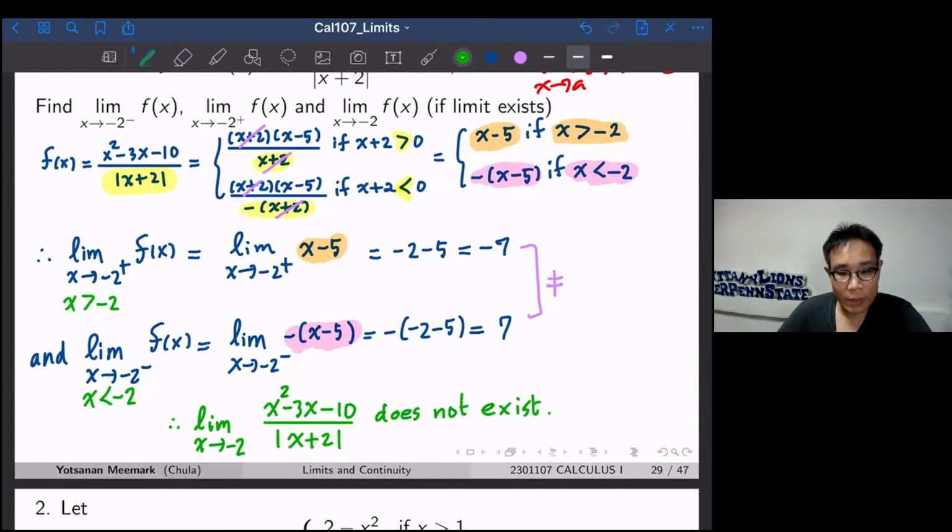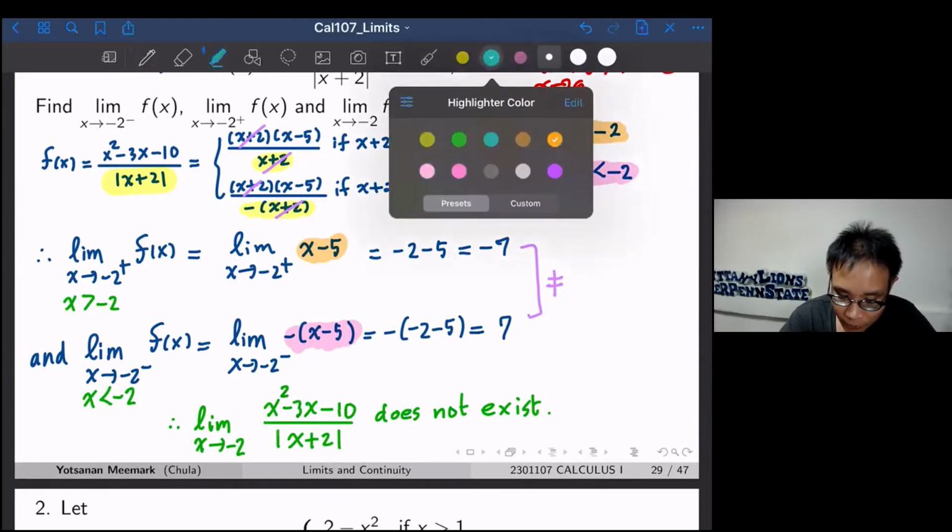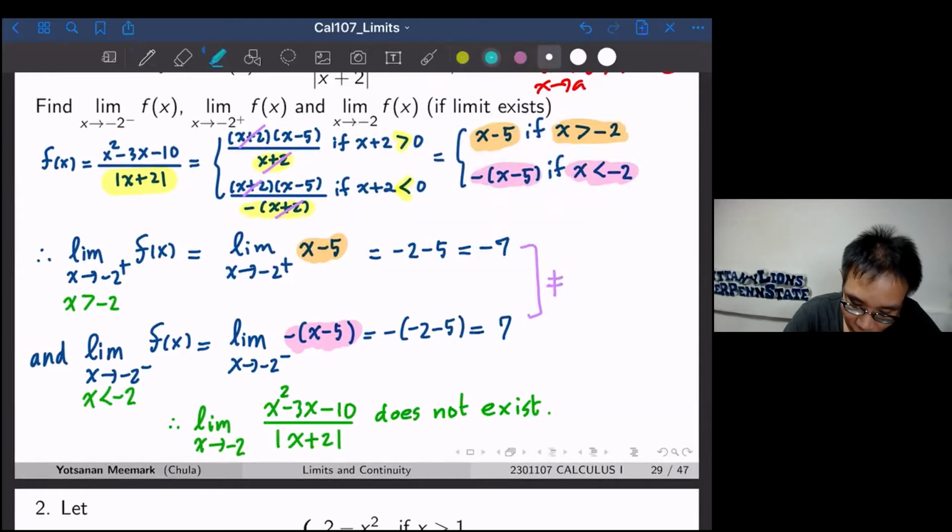So you have left not equal to right, and this limit does not exist. You see we do the left limit and right limit because we see an absolute value. When dealing with absolute value, factoring is not going to help us, because if you just factor, on top you get x plus 2, and on the bottom you still have absolute value of x plus 2.